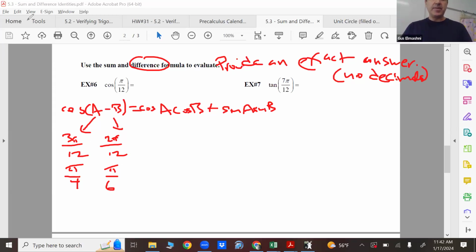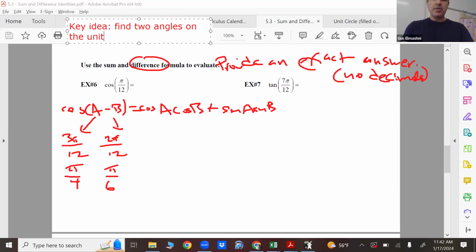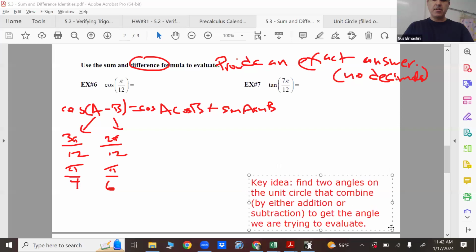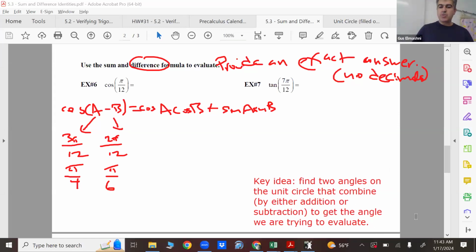Yes. So the trick here, this is the trick. The key idea: find two angles on the unit circle that combine by either addition or subtraction to get the angle we are trying to evaluate. That's a key idea. So I found it. But 3 pi over 12 is not exactly on the unit circle. It's pi over 4, but it's the same thing. It's just simplified, right? So now I'm going to do this.